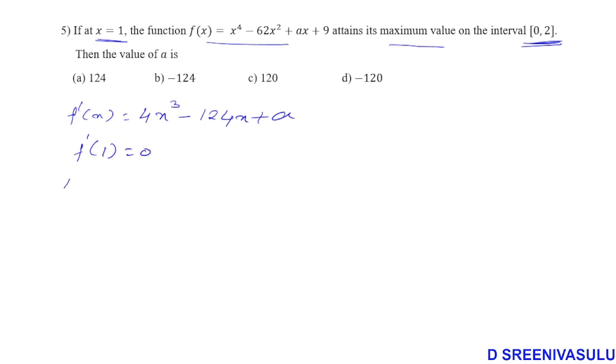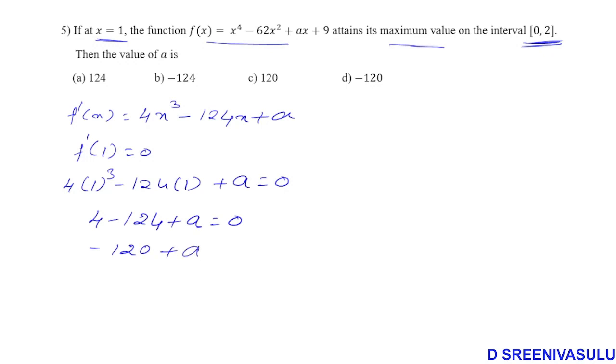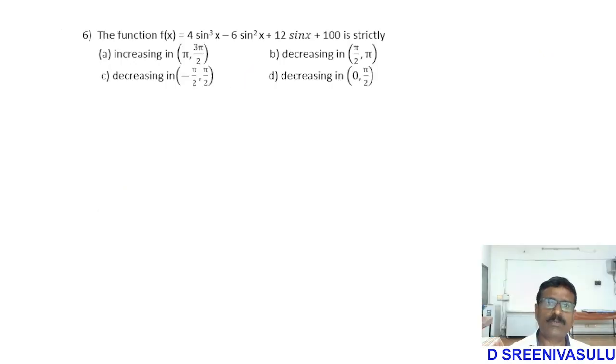When f dash 1 is equal to 0 means 4 into 1 cube minus 12 into 4 into 1 plus a is equal to 0. 4 minus 124 plus a is equal to 0. 120 minus 120 plus a is equal to 0. Then a is equal to minus 120 will become plus 1. What is the correct option? Option C is correct. Answer is 120. Question number 6. The function f of x is equal to, it is given.